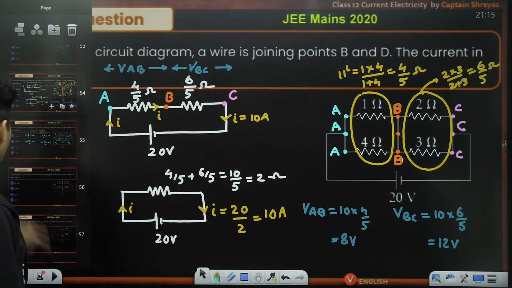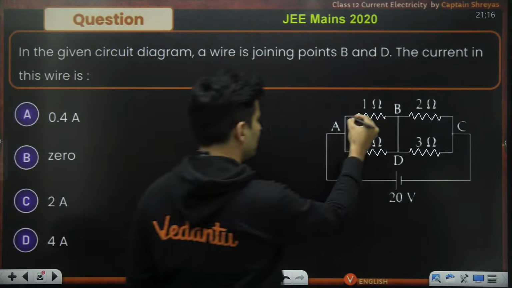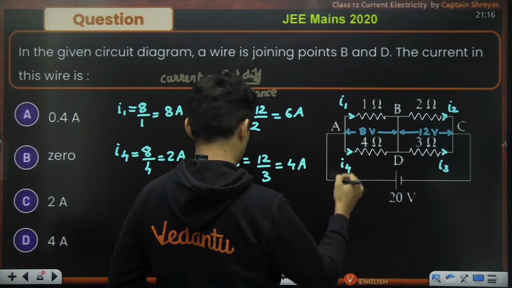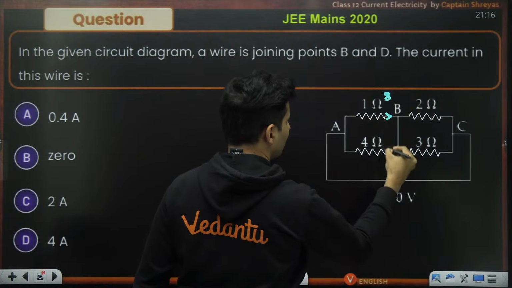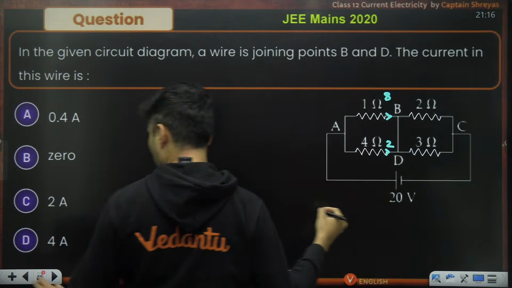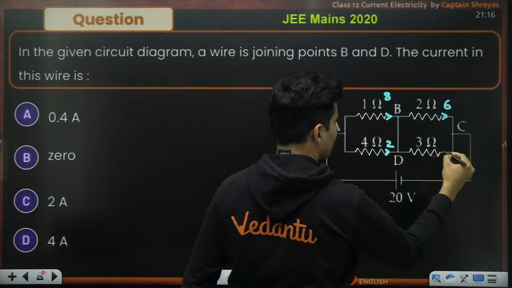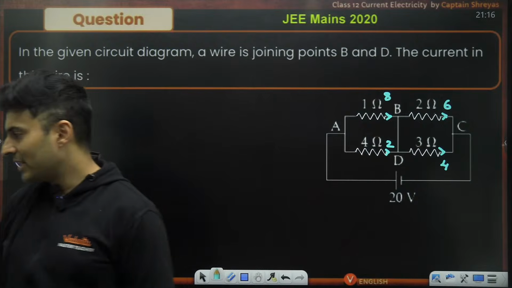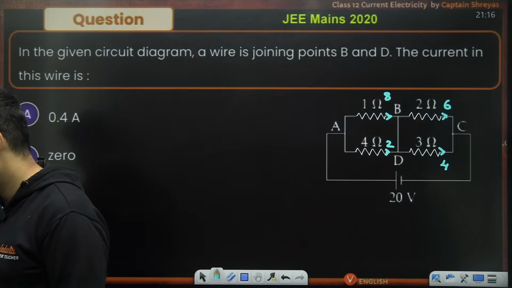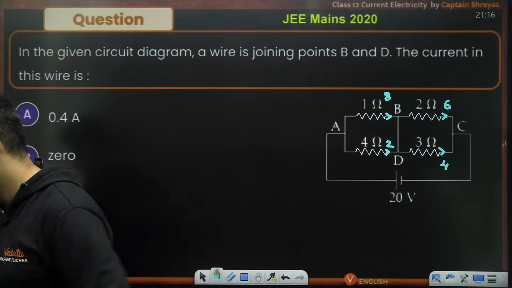That was the problem. Anyways, so let me mark. I1 is 8, I4 is 2. This is 8 amperes. This is 2 amperes. This is 6 and this is 4. Now I think you can get it. Just think about it.